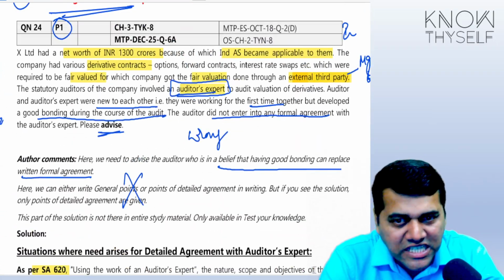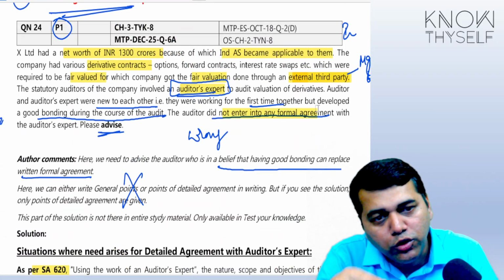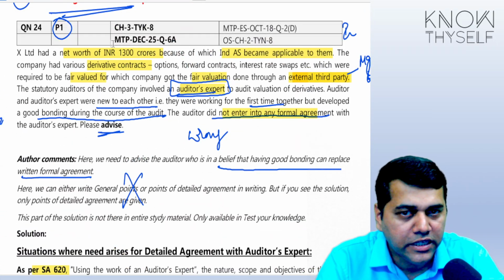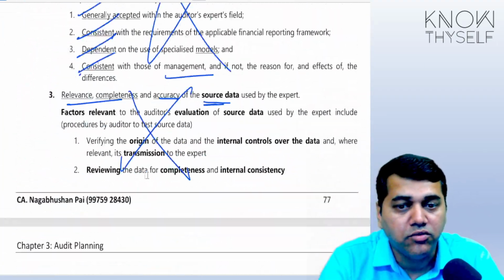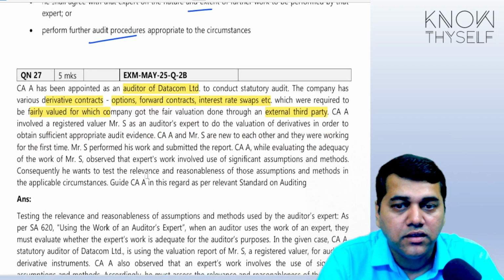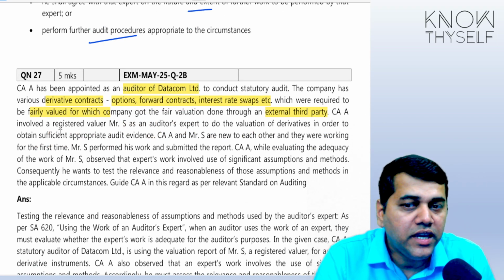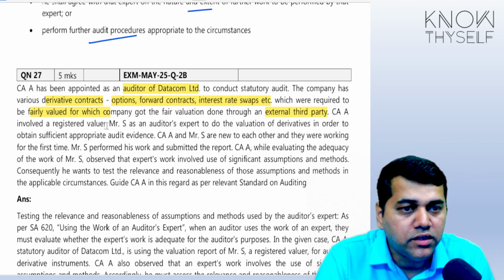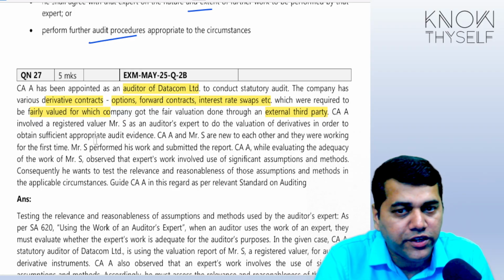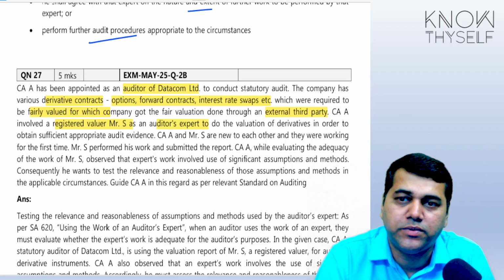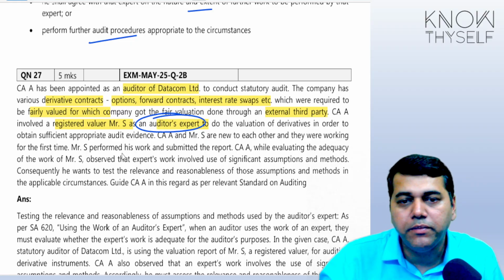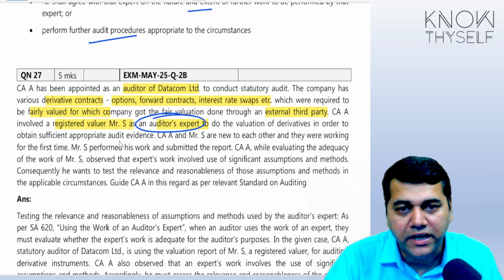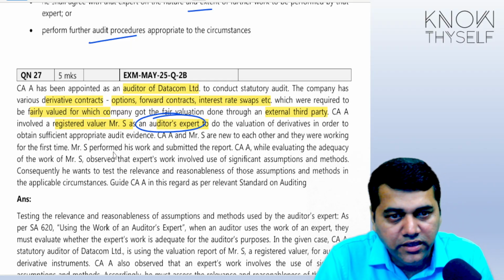And that last part is related to entering into a formal agreement, in your Test Your Knowledge and MTP. Now you see in the examination what they have asked. CAA, who is a statutory auditor, involved a registered valuer as an auditor's expert. Okay, so this is the keyword. And you must be thinking that they will be asking in the examination about the written part and all. But let us see here.